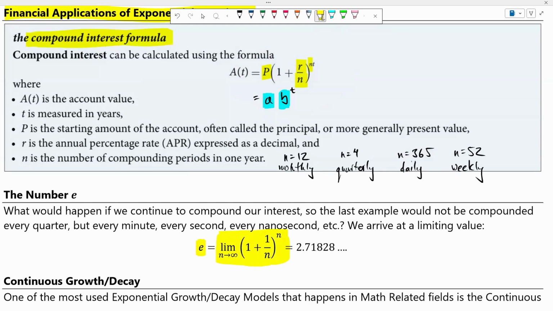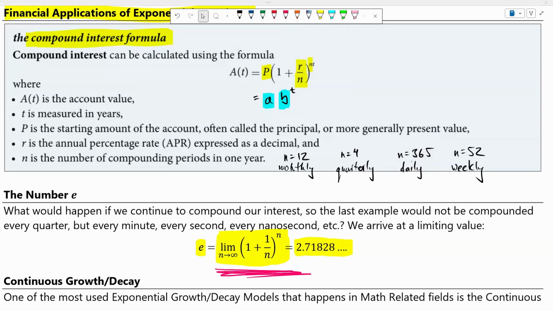This is the actual definition of that value E. There is a decimal representation, 2.71828 and so on, right? But this is the definition. This is the actual way that a mathematician would write out the value E. Okay?